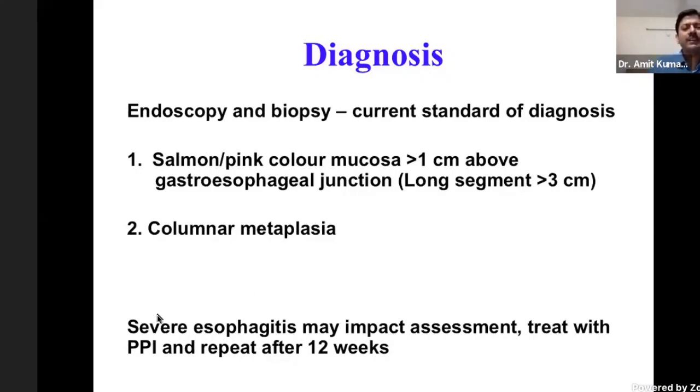Now, please remember, sometimes these patients may have significant esophagitis, which may impair histological assessment. So in those situations, it may be appropriate to treat the patient with PPI for about 3 months and then reassess for the diagnosis as well as dysplasia.